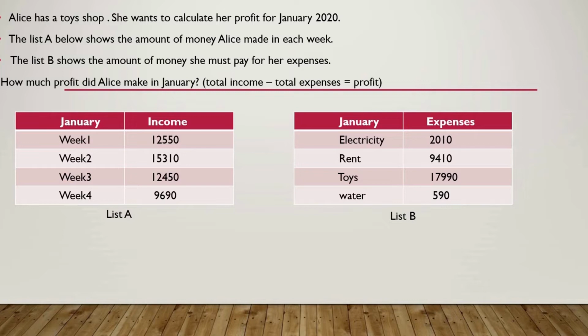So what do we have to do here? We have all her expenses and we have her total income during the 4 weeks of January, right? So for finding the profit, we have to find the sum of total income and the sum of total expenses. The sum of total expenses subtracted from total income will give us the profit. The difference of the subtraction is the profit.